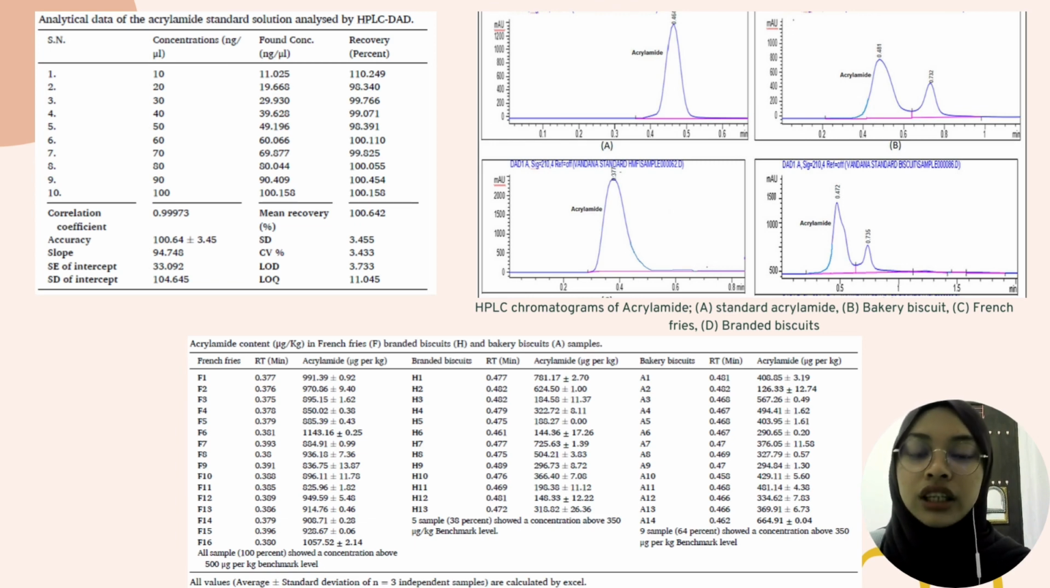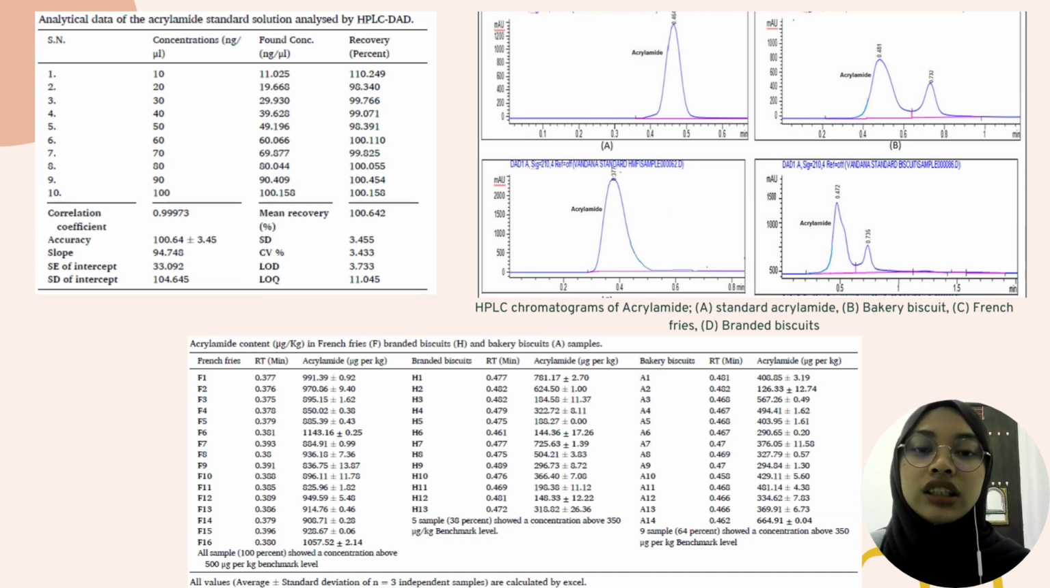But when we see the table, there are 38% of branded biscuit and 64.1% of bakery biscuit that have an acrylamide content above the benchmark level. In branded and bakery categories, 50% and 7% of the samples were above the indicative value. Altogether, 62% of biscuits in branded and 36% of samples from bakery were having acrylamide within the acceptable range, and the rest were high.